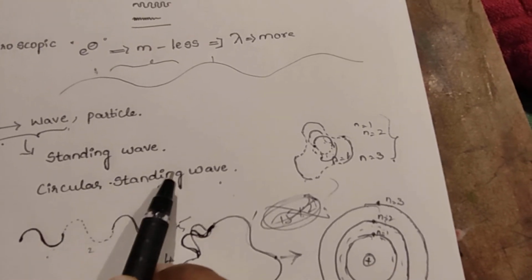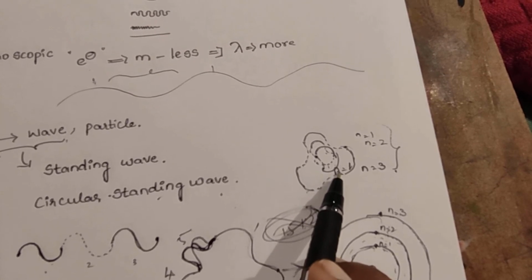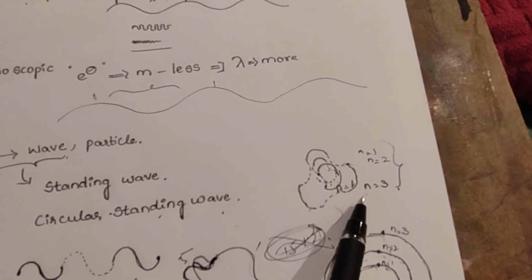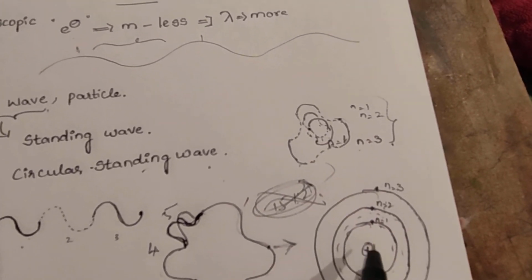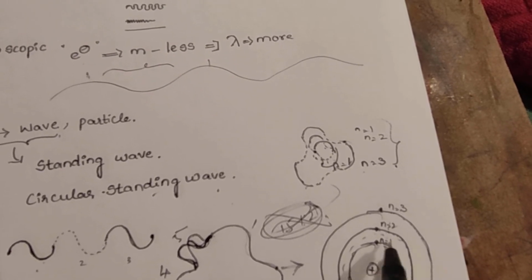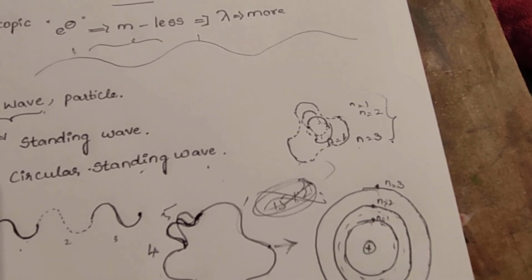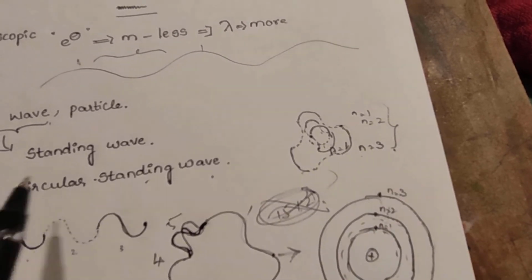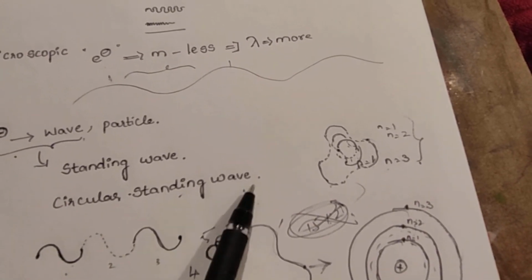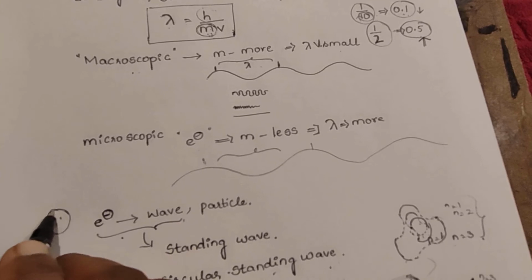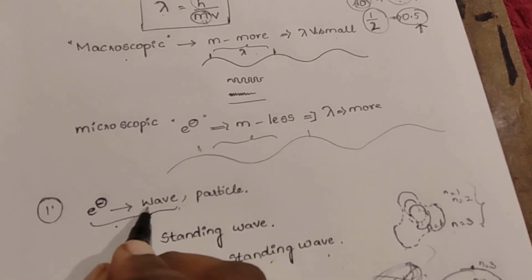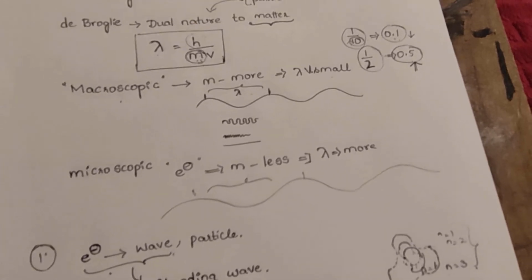So here also we are considering it as an electron standing wave. It is only possible when the wave number is an integer. So this is an important step to understand the structure of an atom according to Bohr's theory. Bohr's theory holds good when we consider the electron as a circular standing wave, that is, considering the matter as having dual character, particularly considering the electron as a standing wave, and then Heisenberg's uncertainty principle.